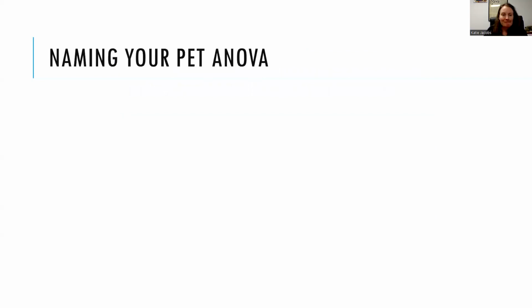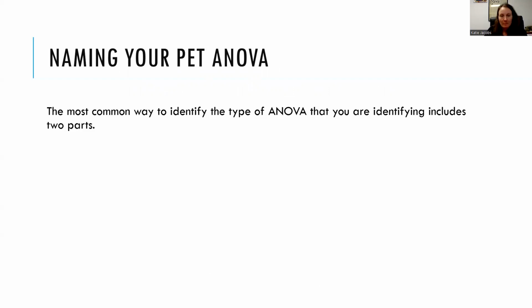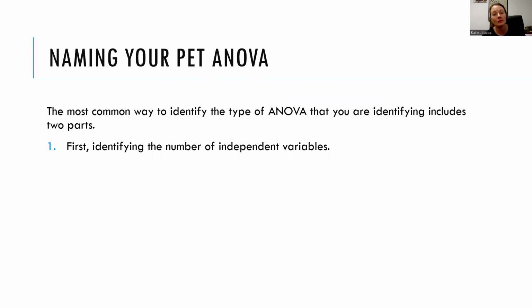And so, like I mentioned, there's a whole bunch of different ANOVAs that you can find. Because there's so many different types of ANOVA, we have to learn how to name the ANOVAs, so when we hear different names of ANOVAs, we know exactly what they're doing. Usually when we say what type of ANOVA that we're doing, it comes in 2 parts. First, it identifies the number of independent variables. The number of independent variables is very different than the levels of an independent variable.